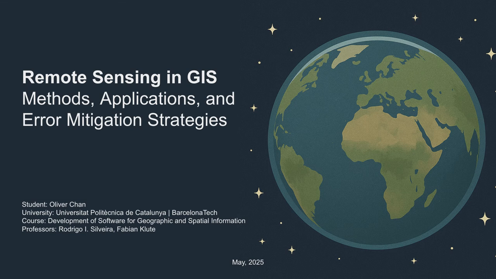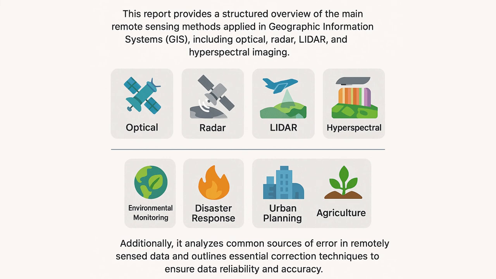This report provides a structured overview of the main remote sensing methods applied in geographic information systems, GIS, including optical, radar, lidar, and hyperspectral imaging. Remote sensing supplies timely, large-scale Earth data that GIS alone cannot. Our goals are to summarize the principal methods, show how they're used in GIS workflows, then discuss how to ensure data quality.